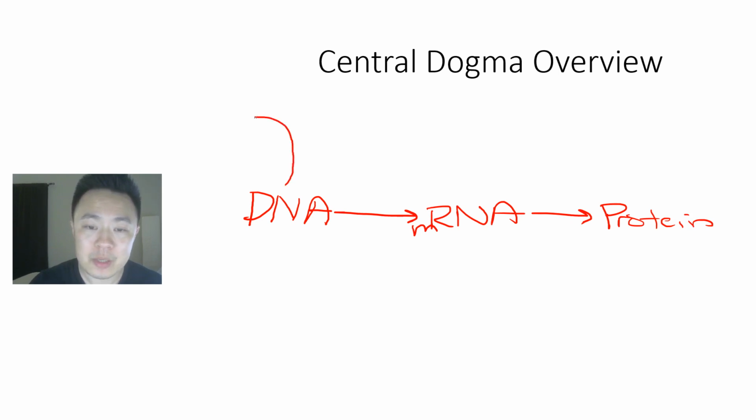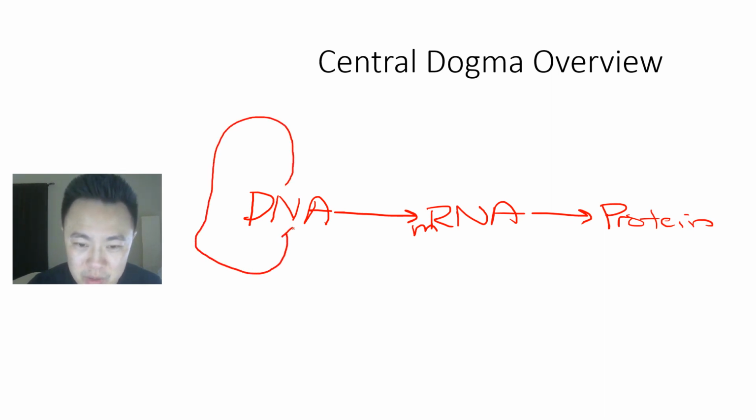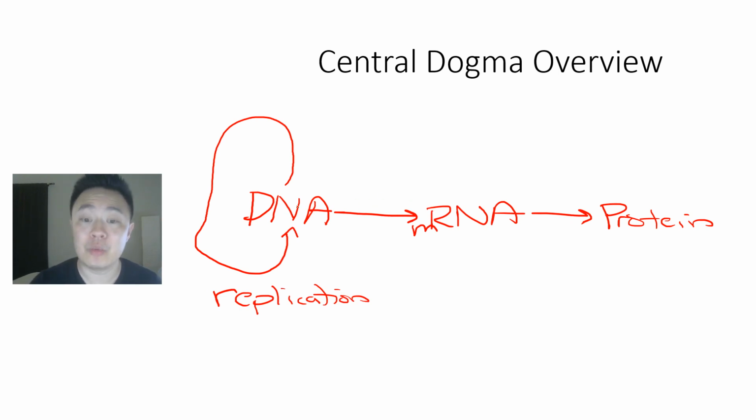Now when DNA makes a copy of itself, this is called DNA replication. When DNA is used as a template to synthesize RNA, it's called transcription. And then when mRNA is used as the blueprint to synthesize a protein or polypeptide, that process is called translation.